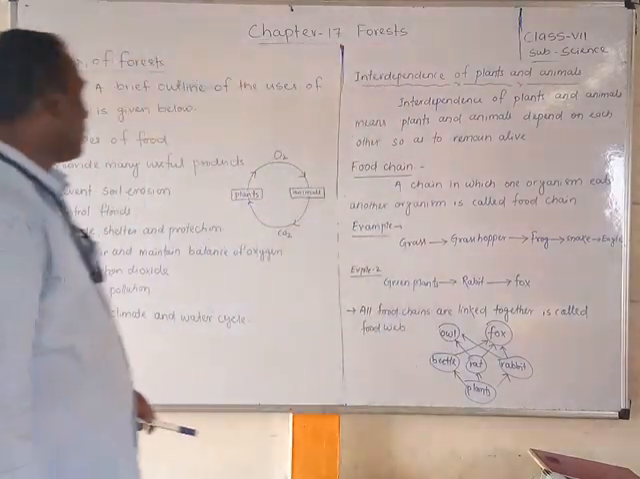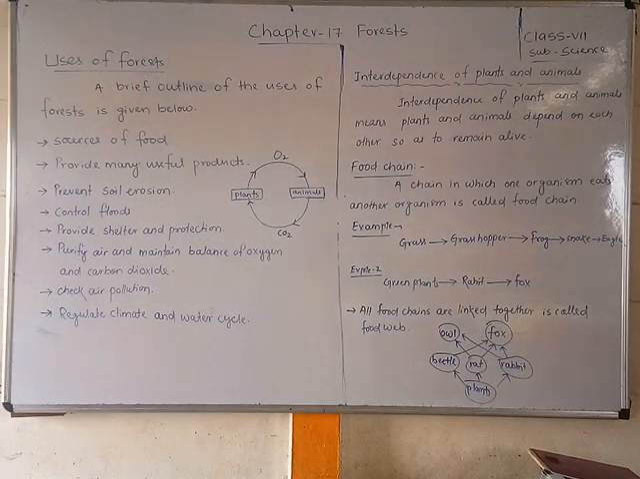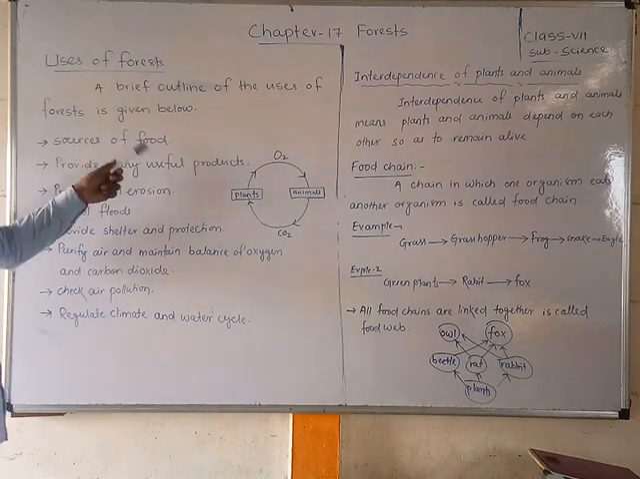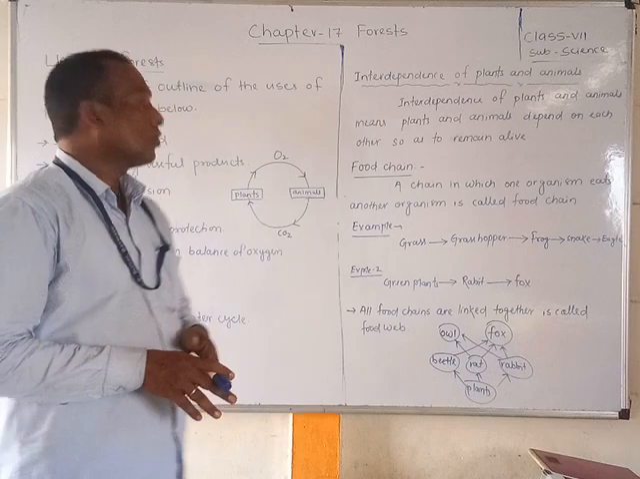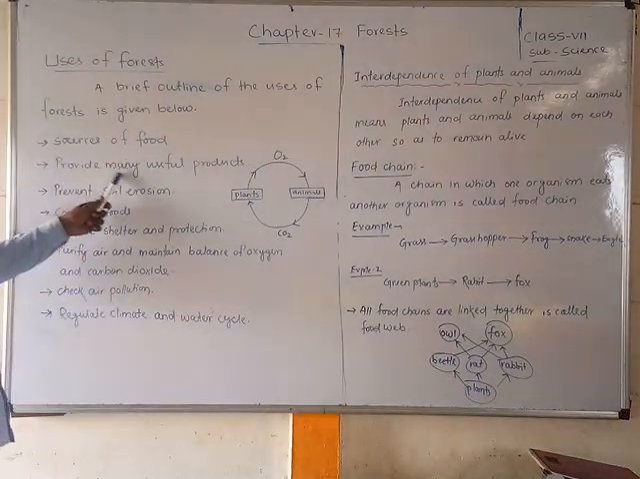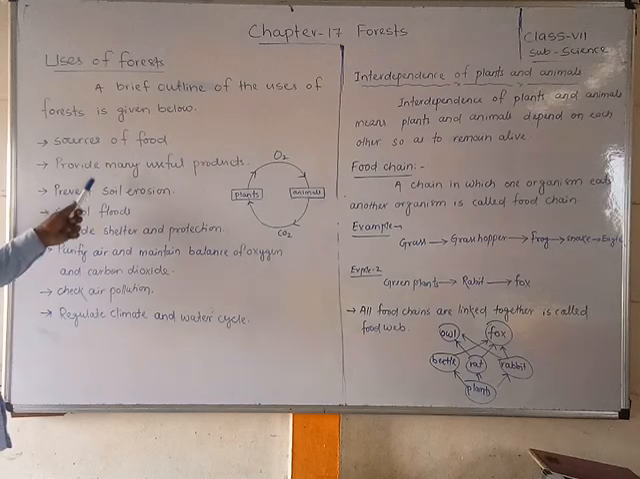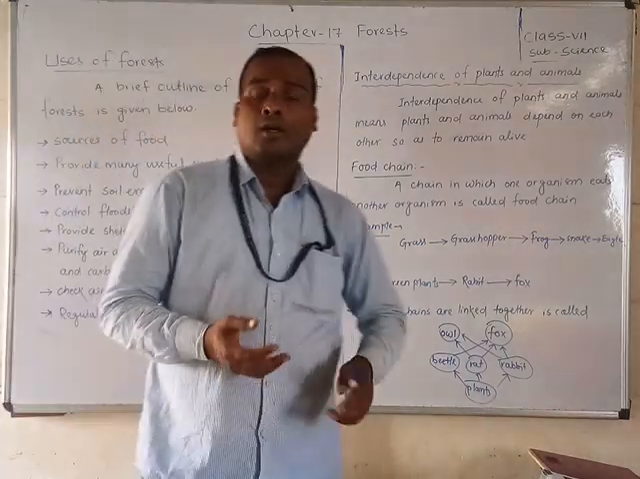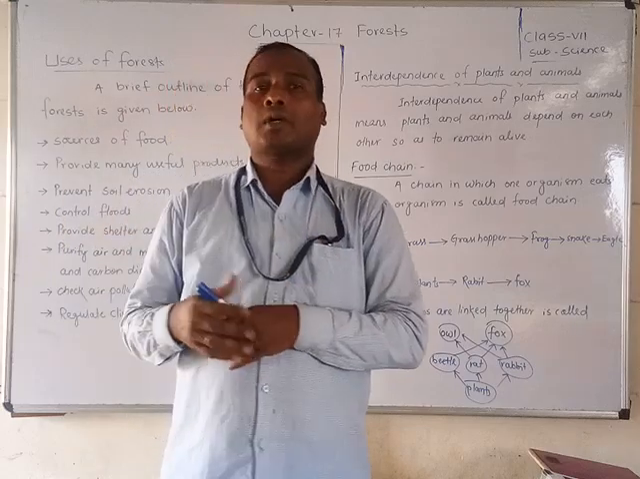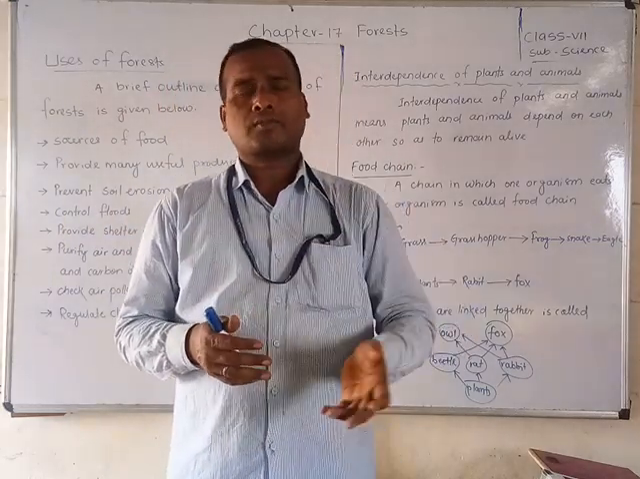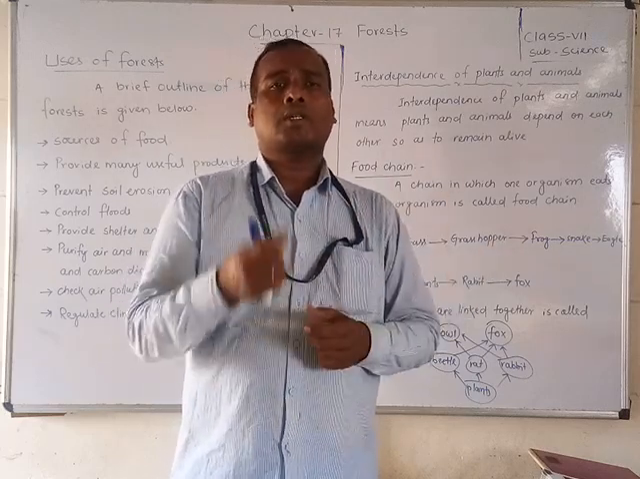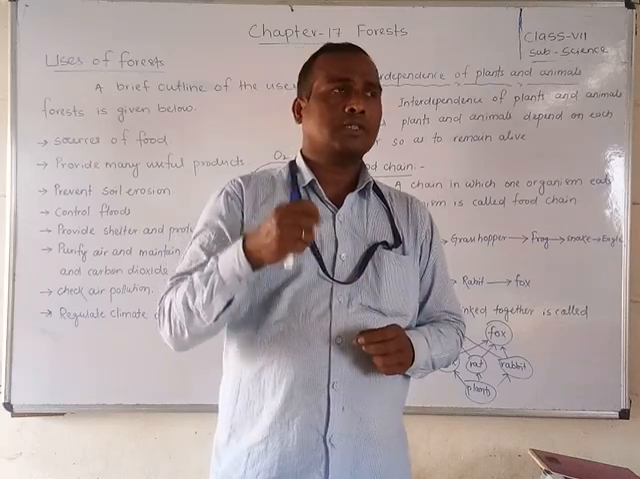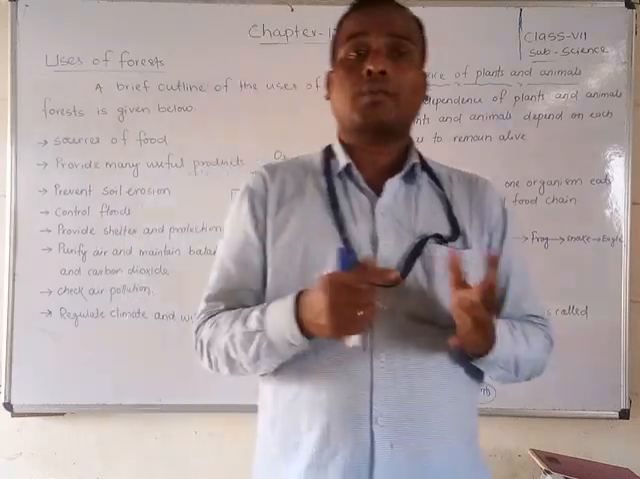So let us discuss the main points of the uses of the forest. A brief outline of the uses of the forest is given below. First, the sources of food. Students, you know, so many food items we are getting from the forest. It also provides many useful products, like teak plants, which we use for making our furniture. So different plants and different products we are getting from our forest.